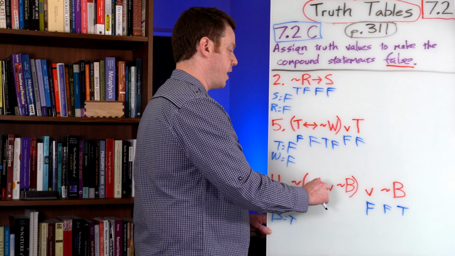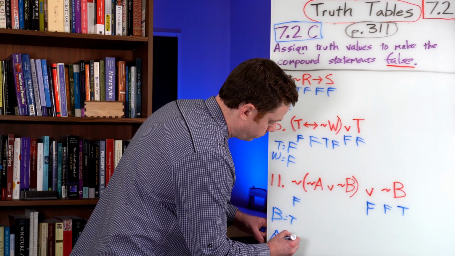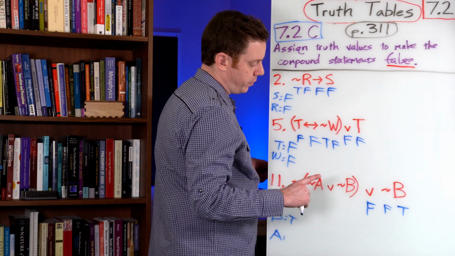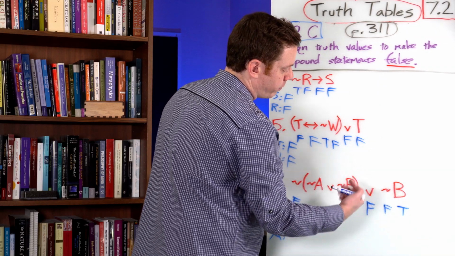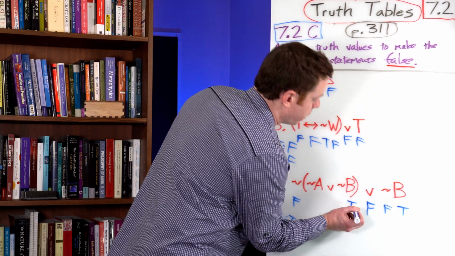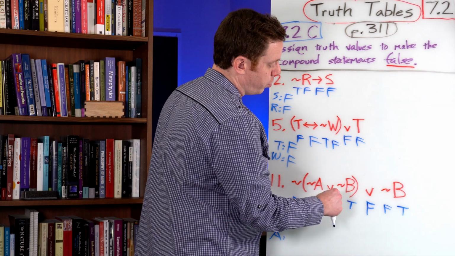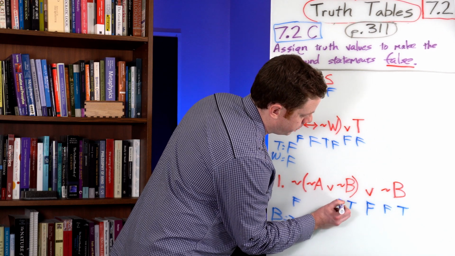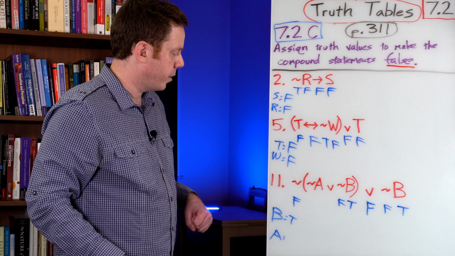We still need to figure out A. We don't know what that is yet. We can start filling some stuff in. I mean, B is true. So if it's true over there, it has to be true over here. And if B is true, then of course not B has to be false, right? So we know that much. We're trying to figure out A still.